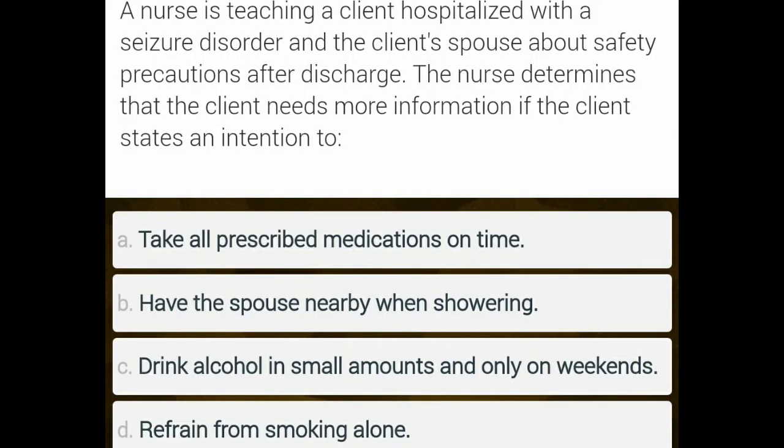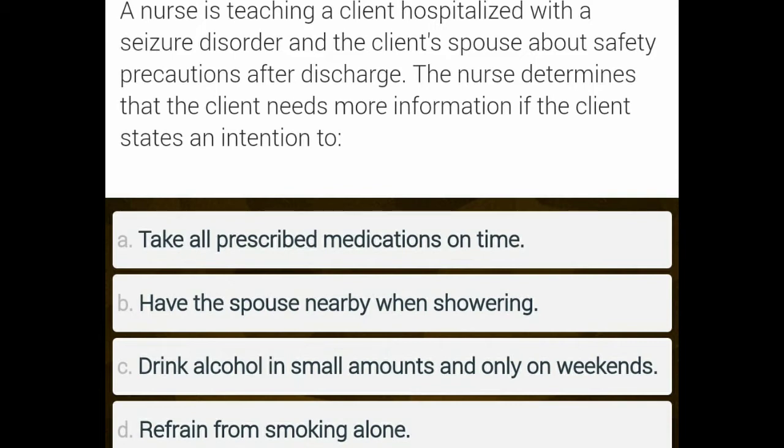Next one: a nurse is teaching a client hospitalized with a seizure disorder, and the client's spouse, about safety precautions after discharge. The nurse determines the client needs more information if the client states an intention to what? What is our question? The patient has a seizure disorder. At the time of discharge, the client's spouse has some questions related to safety precautions. The nurse explains everything, but some points the spouse did not understand, so the nurse has to give more information.